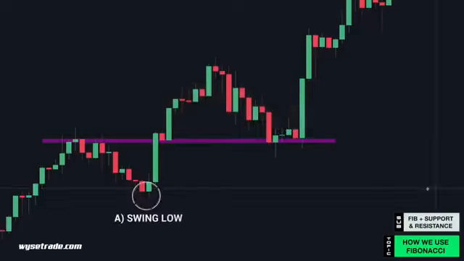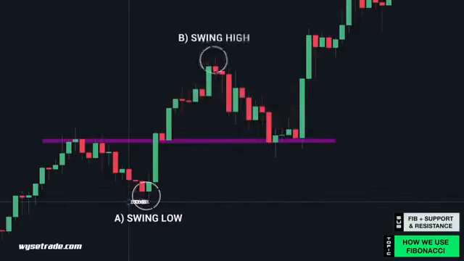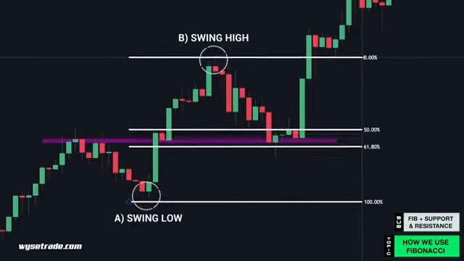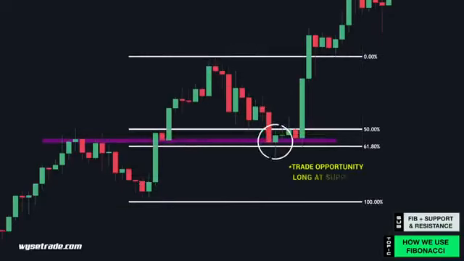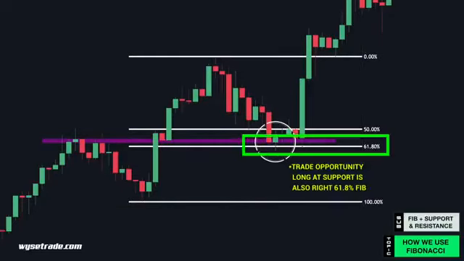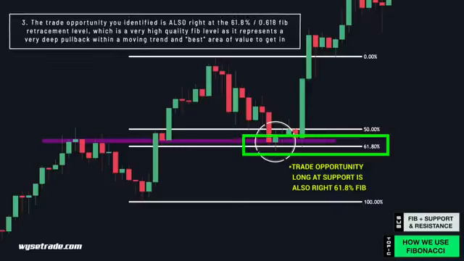With the Fib tool, click at the swing low here, drag it up to the recent swing high, and look at that. The trade opportunity you identified is also right at the 61.8% Fib retracement level, which is a very high quality Fib level, as it represents a very deep pullback within the moving trend and a great area of value to get in at.